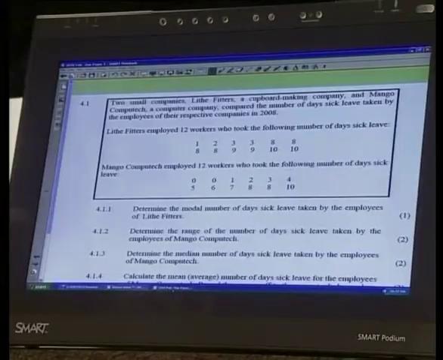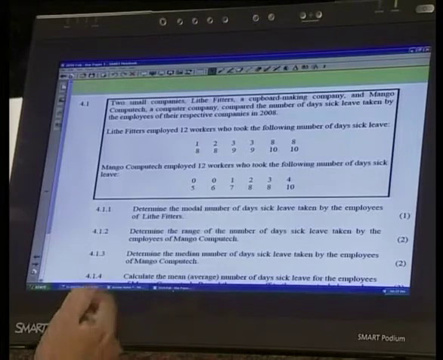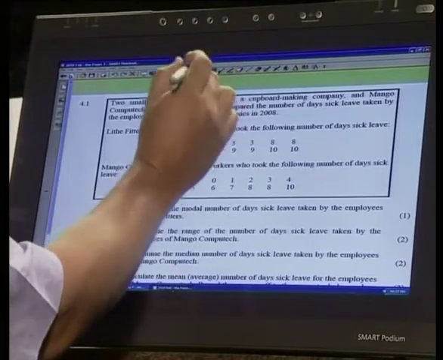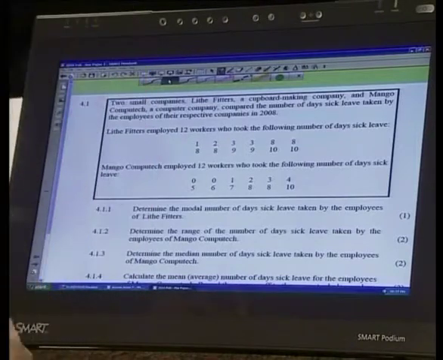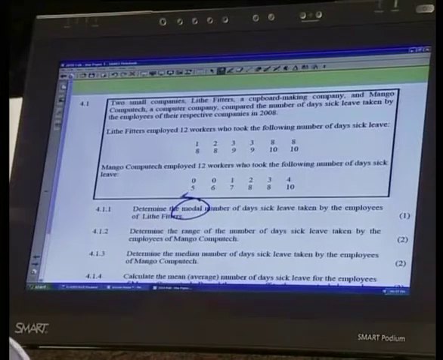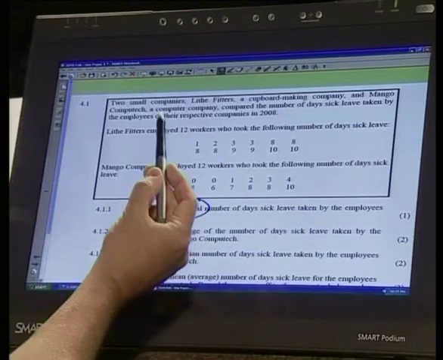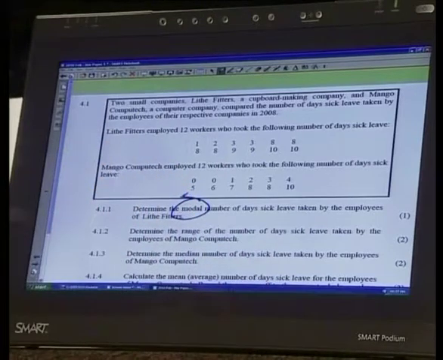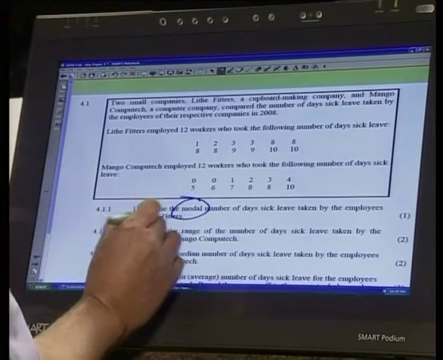So let's look at our question very quickly. Determine the module number of days. Now, oh my giddy aunt, we've just been talking about things like mode and median and all that, and suddenly we come up with this ridiculous word called module. Okay, now, module is basically what the examiner is saying is, what is the mode number of days of sick leave? Okay, so first of all, we're dealing with Lath Fitters.